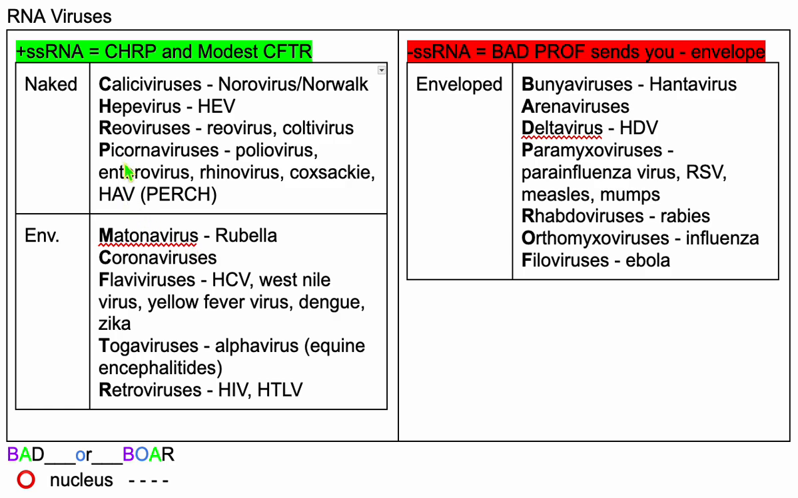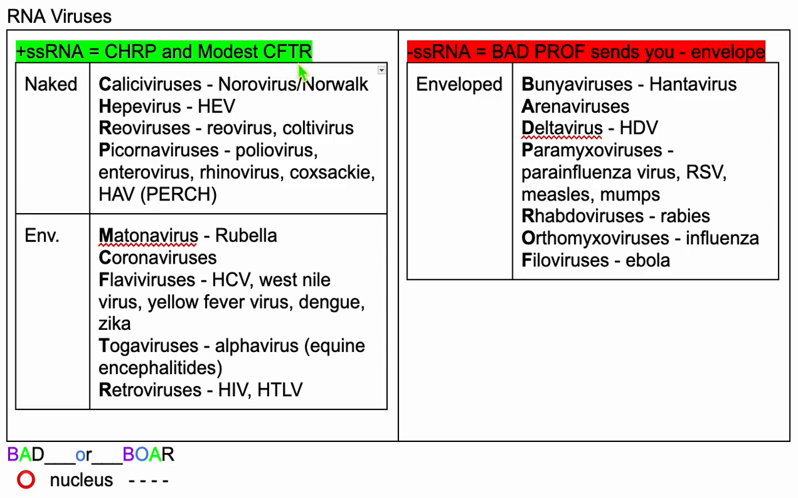Picornaviruses, it's going to be your poliovirus, enterovirus, rhinovirus, Coxsackie A and B viruses, and hepatitis A virus, and that's going to be represented by PERCH: poliovirus, enterovirus, rhinovirus, Coxsackie A and B virus, and then hepatitis A virus. Those are going to be your naked positive ssRNA viruses.